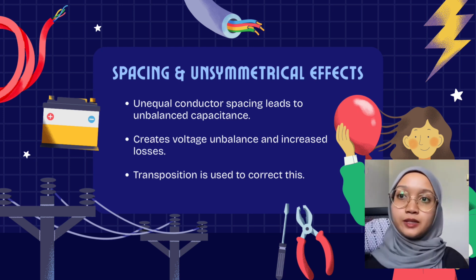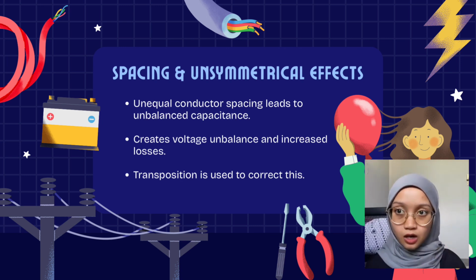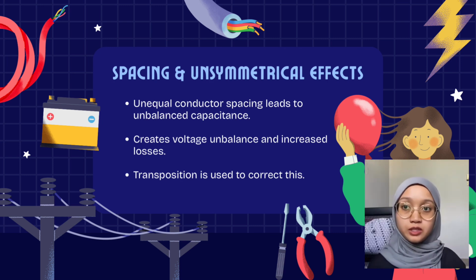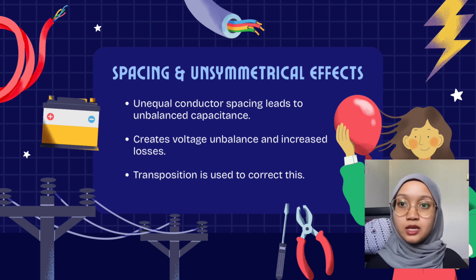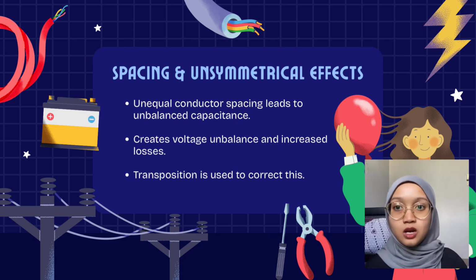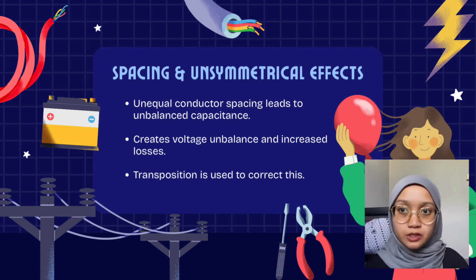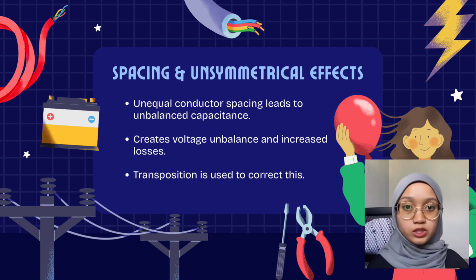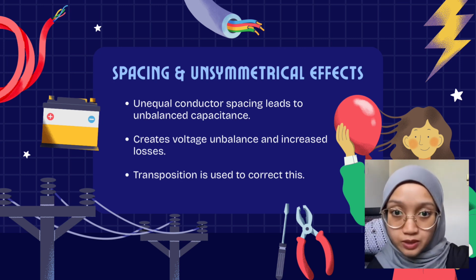Now, let's look at the impact of unequal conductor spacing. When the spacing between conductors is not uniform, it leads to unbalanced capacitance. This can cause voltage unbalance across the phases and result in increased power loss in the system. To correct this issue, we use a method called transposition. This involves periodically swapping the positions of the phase conductors along the length of the transmission line. By doing this, each phase experiences the same average capacitance and inductance over the line, which helps maintain voltage balance and improves system efficiency and reliability.